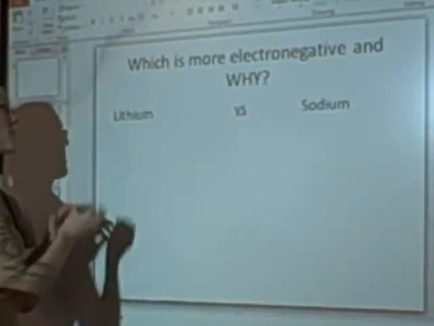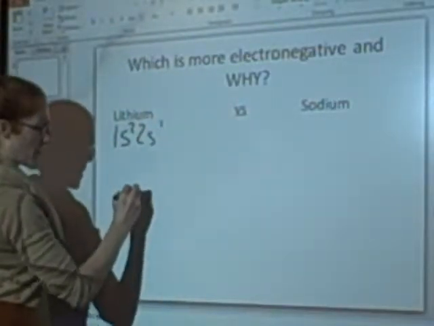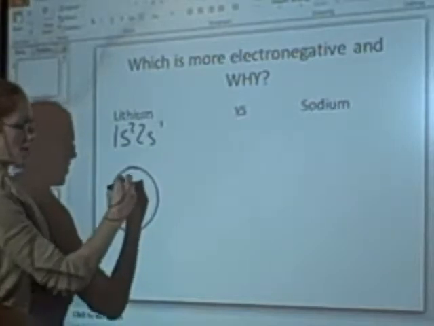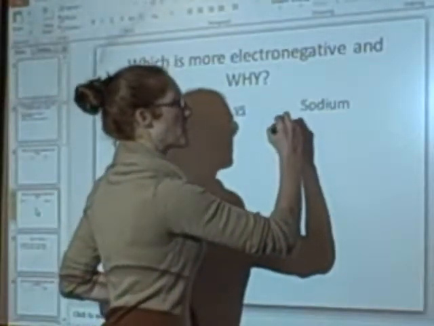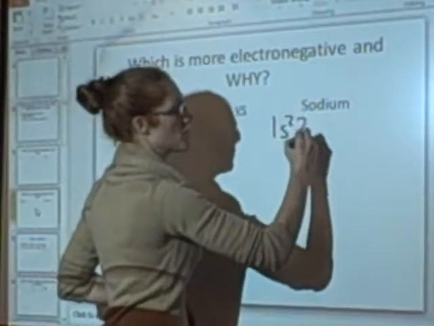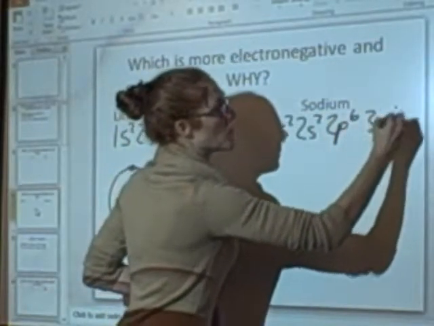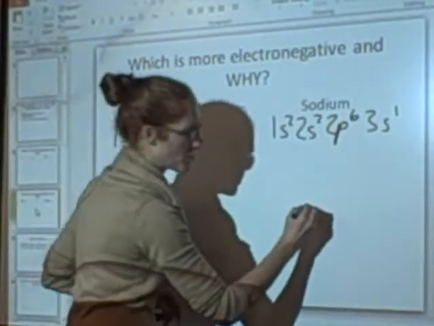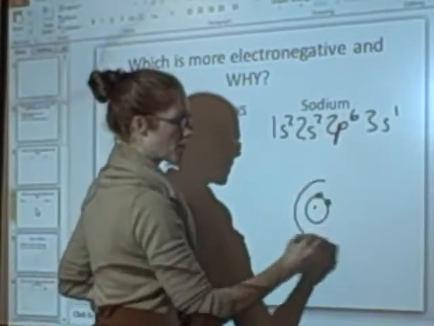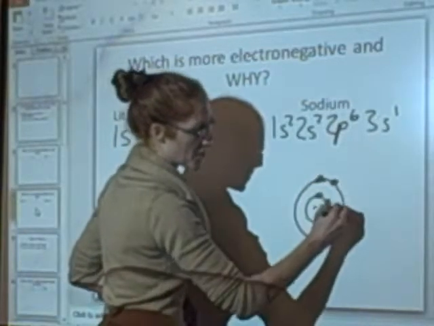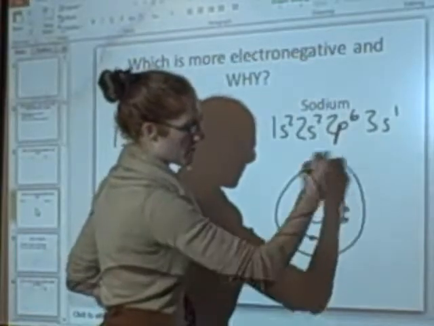Okay, next example. Lithium versus sodium. So I want to draw the Bohr model and write the electron configuration again. 1s2, 2s1. So that's 2 electrons in the first shell, 1 electron in the outer shell. Sodium is 1s2, 2s2, 2p6, 3s1. Okay, so on the first shell there's going to be 2 electrons. On the second shell there's 2 plus 6 more. So 8 electrons on the second shell. And the third shell has 1 electron.